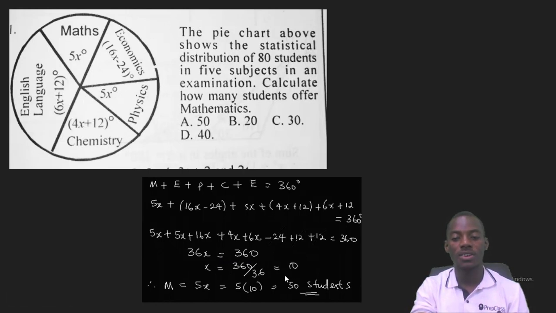Maths is 5x. So if x is 10, 5 times 10, if x is 10 and maths is 5x, that means 5 times 10, and that becomes 50 students offer maths.